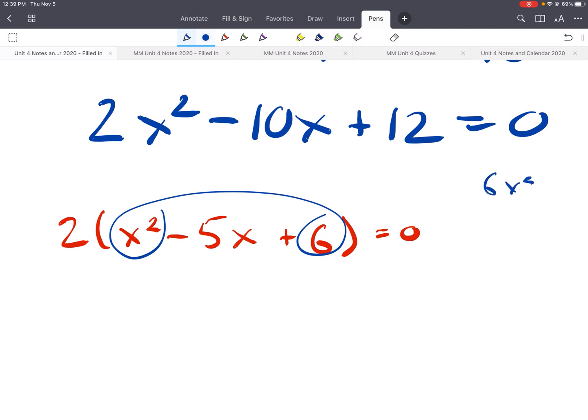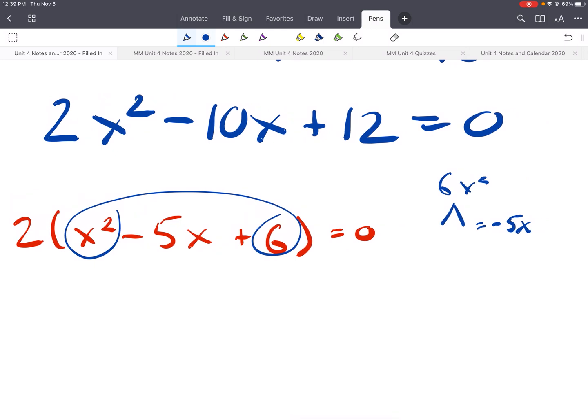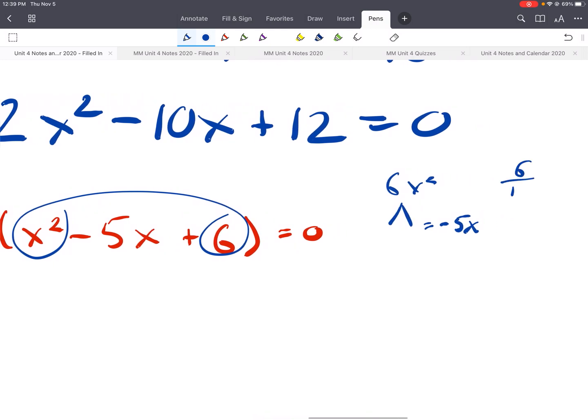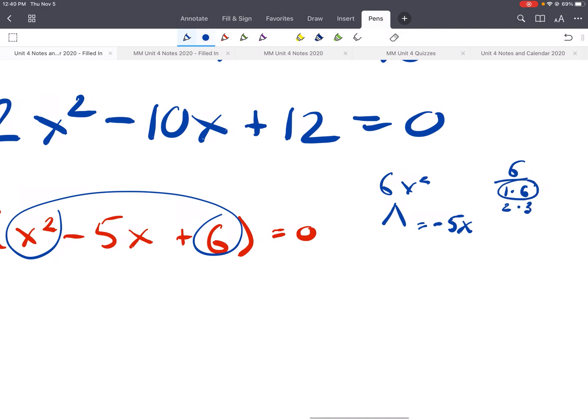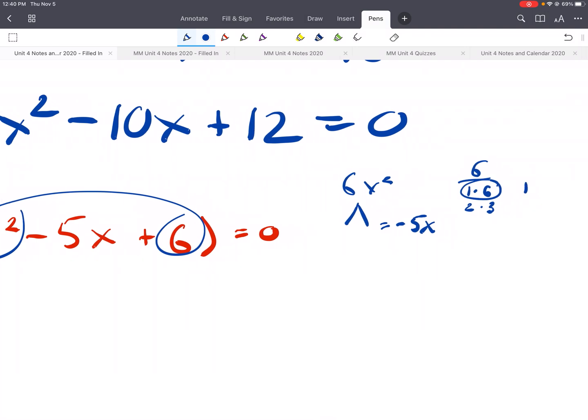So 6x squared, and the middle terms need to add up to give us a negative 5x. That's tricky. So if we did 6, we'd have to do 1 and 6 or 2 and 3. The only way you could get a negative 5 is if we did 1 minus 6. But if you multiply, that would give us a negative 6. So that doesn't work. With 2 and 3, the only way you could get that to work is if you did negative 2 minus 3. And that would work. Okay, so we'd have negative 2x minus 3x.